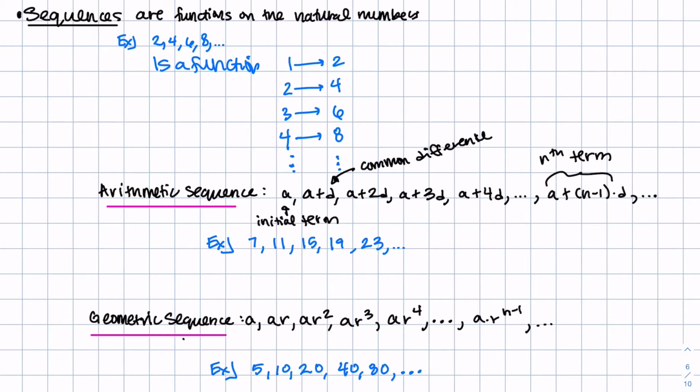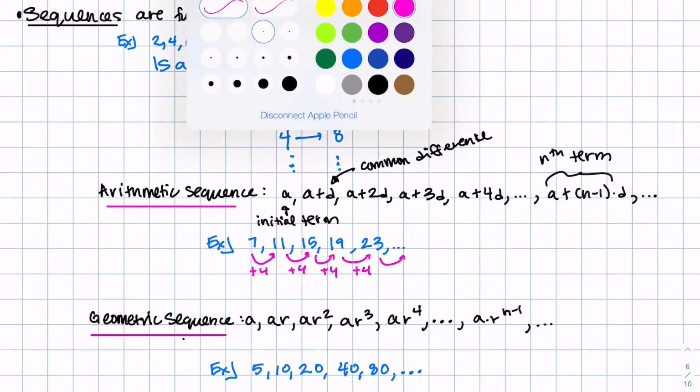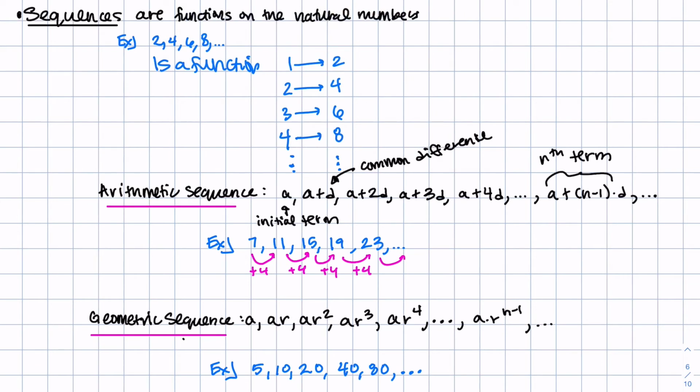Okay, so looking at an example, 7, 11, 15, 19, 23, I notice that in order to get to each term, I'm going to add 4 every time. And so that is going to be my common difference, D. So my initial term is obviously going to be 7. That's the place I start. And then I add D equals 4 every time I want to get a new term.